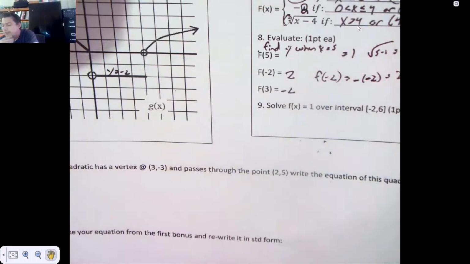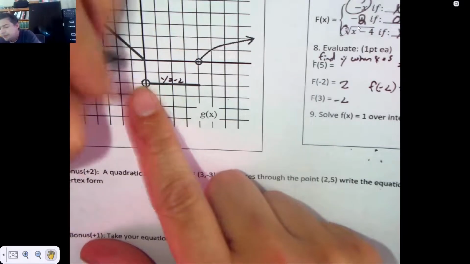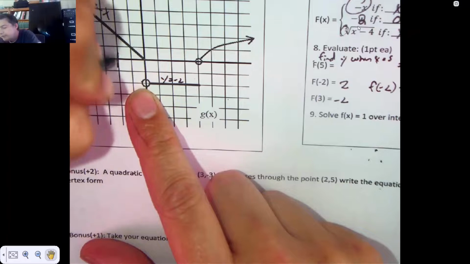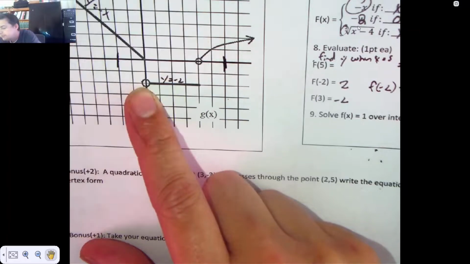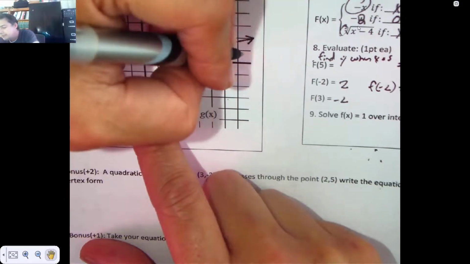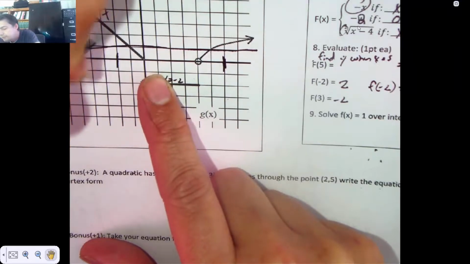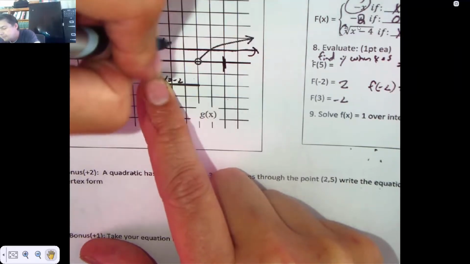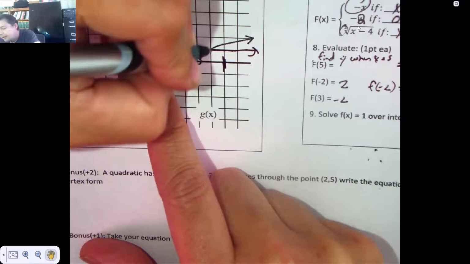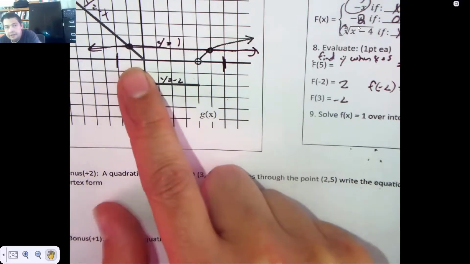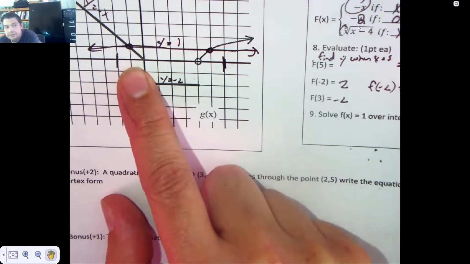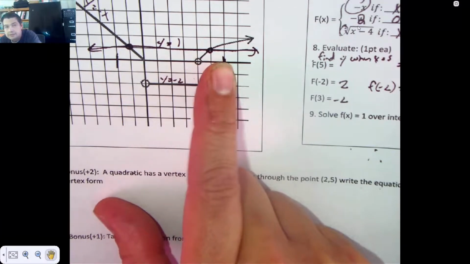Solve f of x equals 1 over the interval from negative 2 to 6. So my boundaries are from here to here. And I'm going to draw in the line y equals 1. It intersects there, and it intersects there. It intersects when x is negative 1, and it intersects when x is 5.